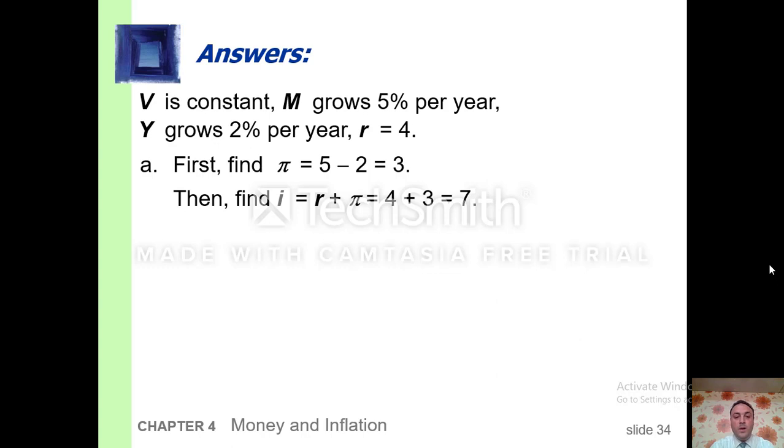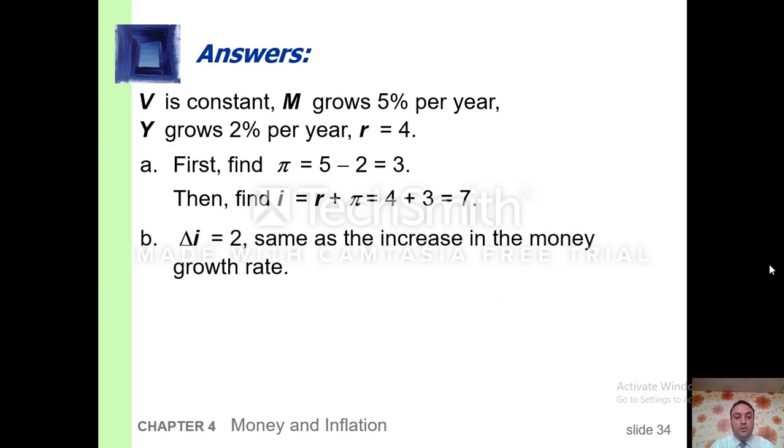Then, according to the inflation rate, we'll find the nominal interest rate, which, according to the Fisher equation, is the real interest rate, which is 4, plus the inflation rate that we found now, which is 3. So the nominal interest rate will be 7.